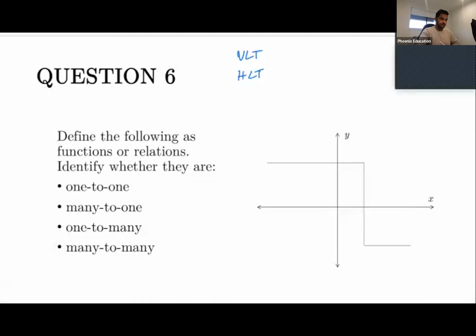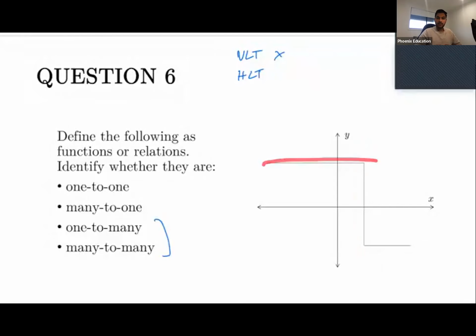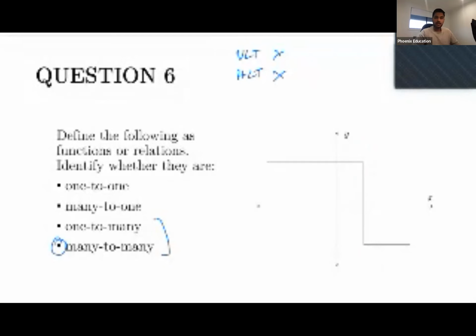That's really annoying. All right, so for this one, let's just quickly go through this because we are kind of short on time. So it will fail the vertical line test. So it will pass it in these sections. It will pass it in these sections as well, but it will fail in this section here. Okay, so in this section here, it will actually fail. So it's not a function. So we'll have to look at the second two. Now, from the previous question, we saw that a graph like this fails the horizontal line test. So this means that it's a many-to-many relation.